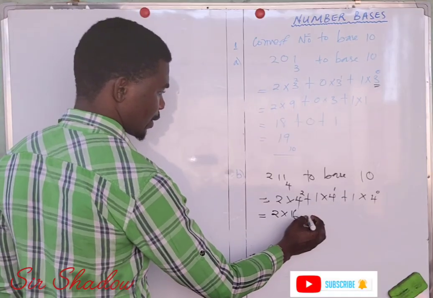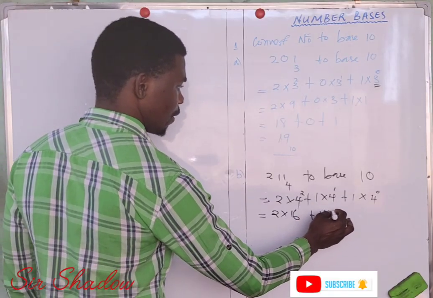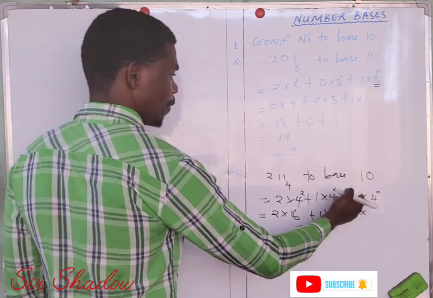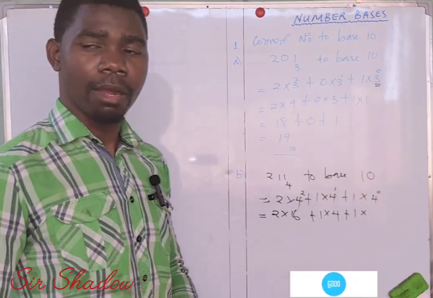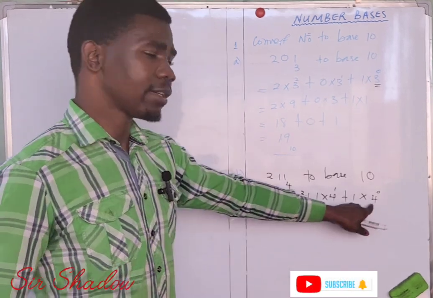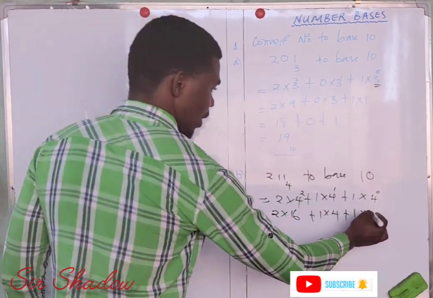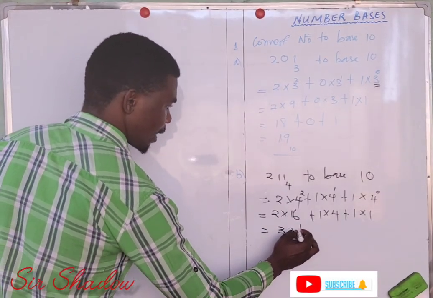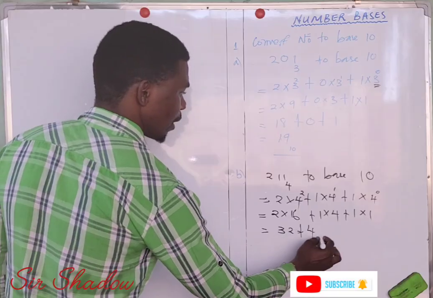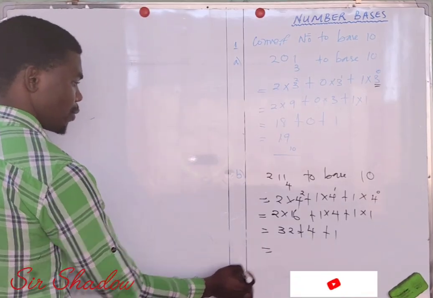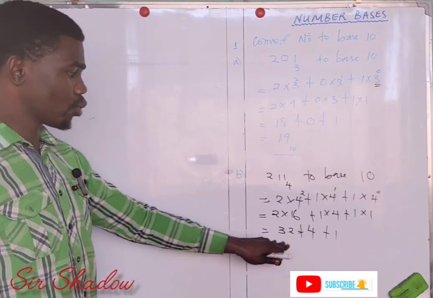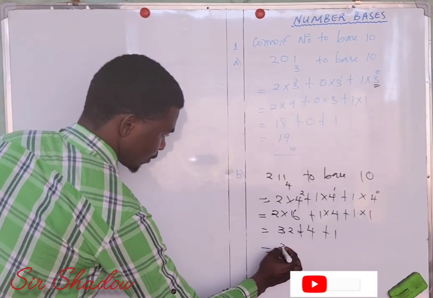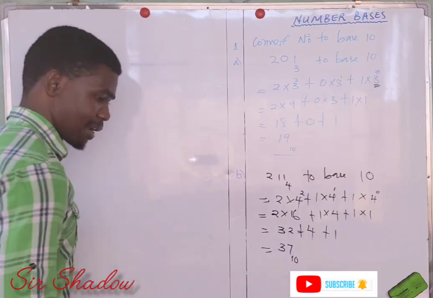16, we have 16 plus 1 times 4 to the power 1, we get a 4. Plus a 1 multiplied by 4 to the power 0. Like I said before, any number or letter raised to the power 0 is 1. So we get 1 here. This gives 2 by 16, we get 32. Plus 1 times 4 gets 4. Plus a 1, just because 1 times 1 still gets 1. So 32 plus 4, we get 36. Plus the last one, we get 37, which is 37 base 10.